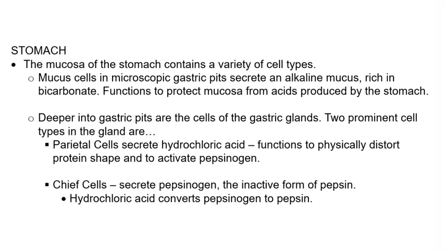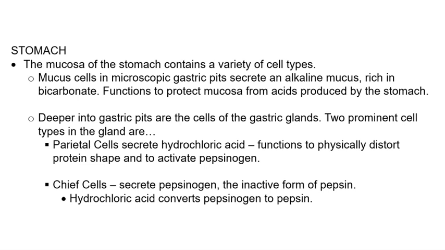The mucosa of the stomach contains a variety of cell types. Mucus cells that are located in microscopic gastric pits of the mucosa secrete an alkaline mucus, which is rich in bicarbonate. The mucus and the bicarbonate function to protect the mucosa from the acids that are produced by other cells in the stomach. Deeper into the gastric pits are the cells of the gastric glands. 2 prominent cell types in the gland are the parietal cells and the chief cells.